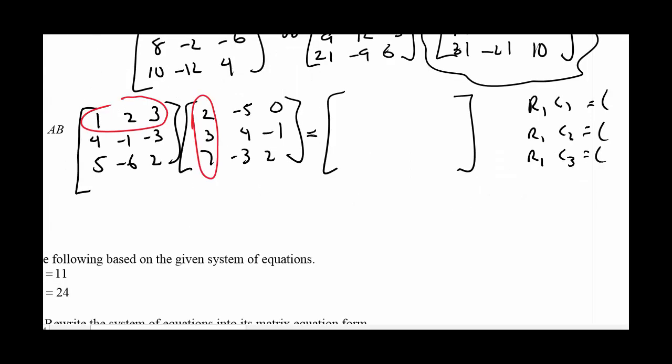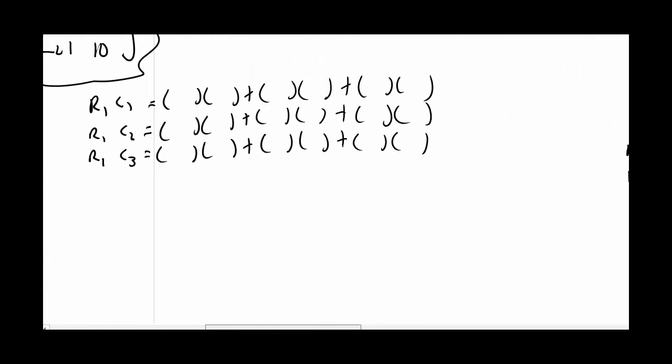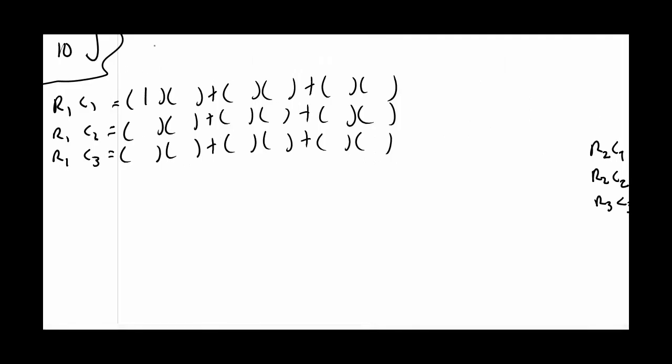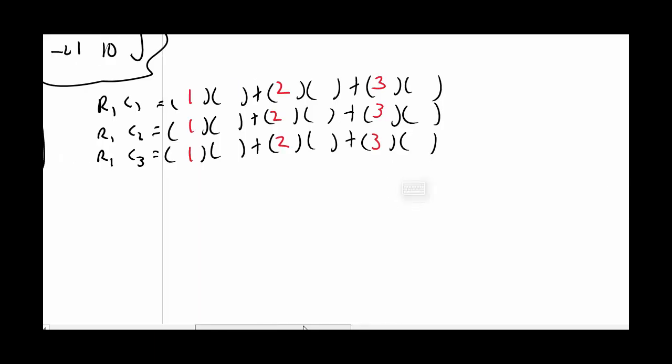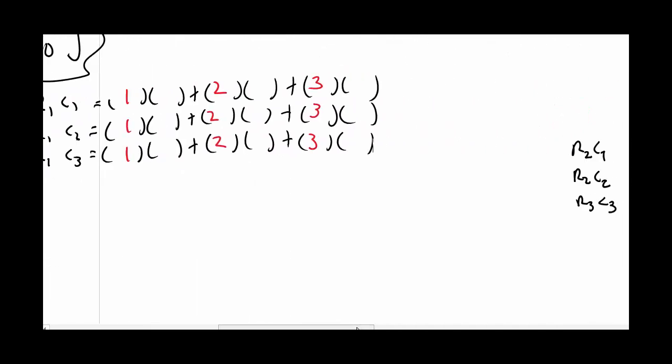Okay, so I went in and set up all of my little blanks. What we're going to do is fill in the numbers first, and then we'll do the individual operations. So I need a row 1. My row 1 numbers are 1, 2, 3. So 1, 2, 3, 1, 2, 3, 1, 2, 3. And my column 1 numbers are 2, 3, 7. 2, 3, 7, 2, 3, 7, 2, 3, 7. Okay, so that's all of that.